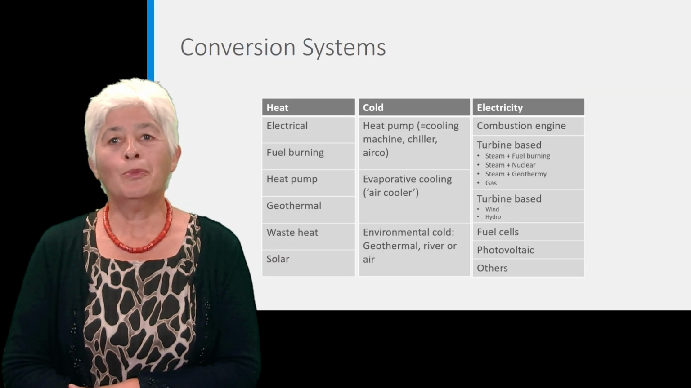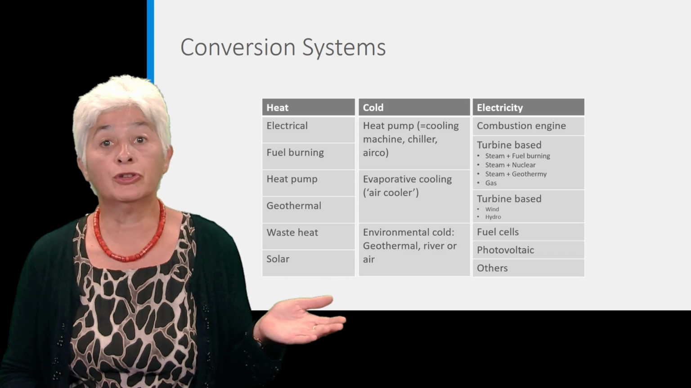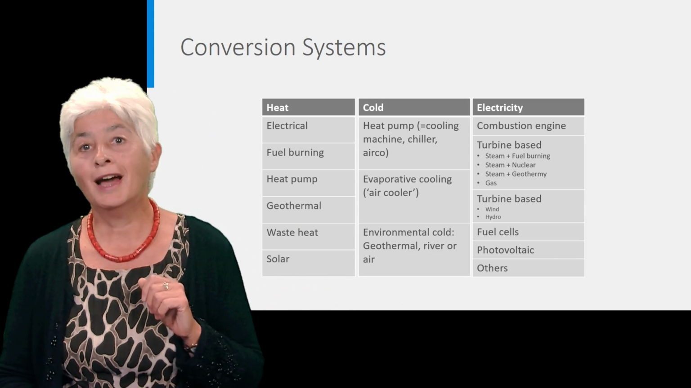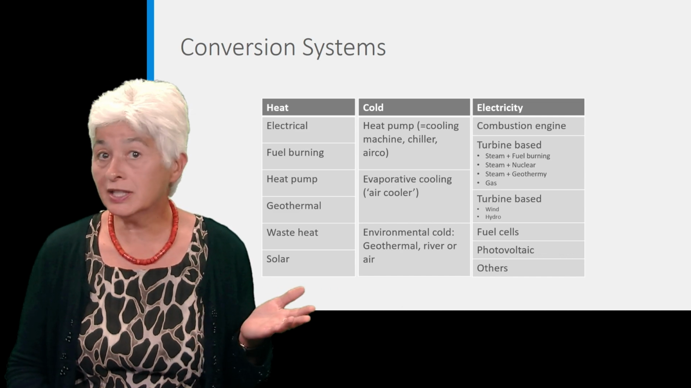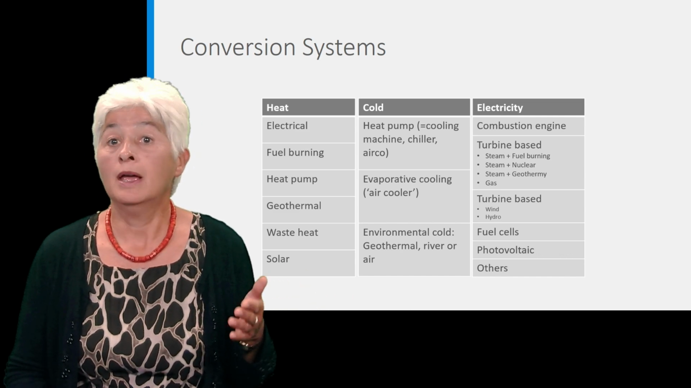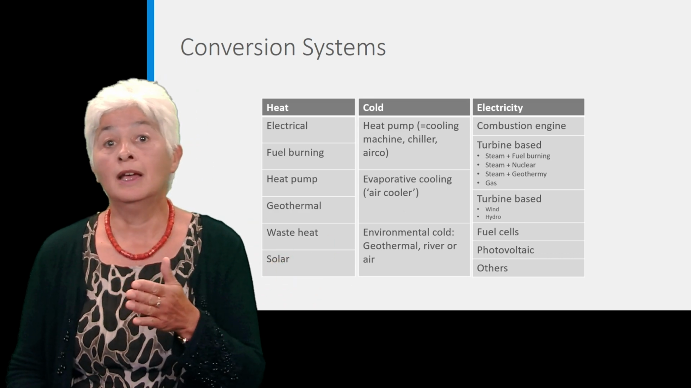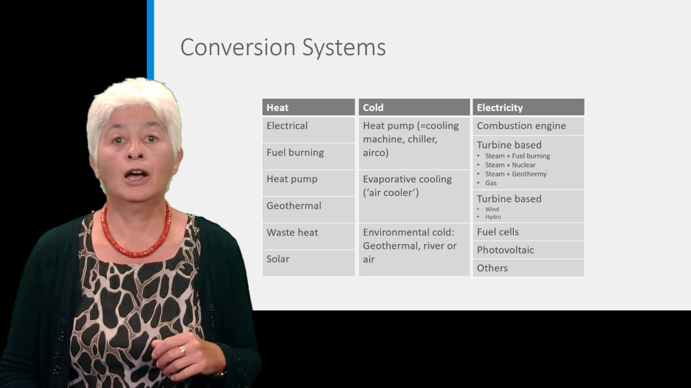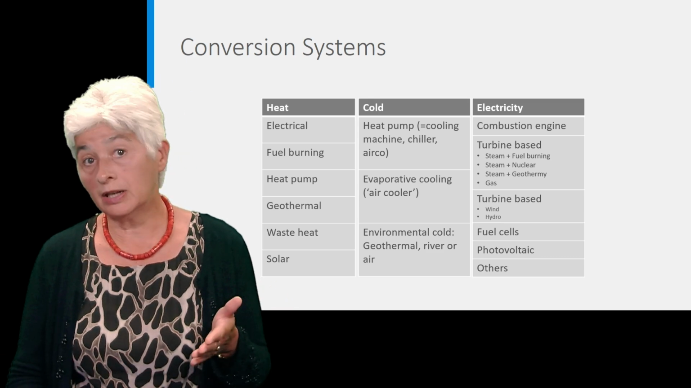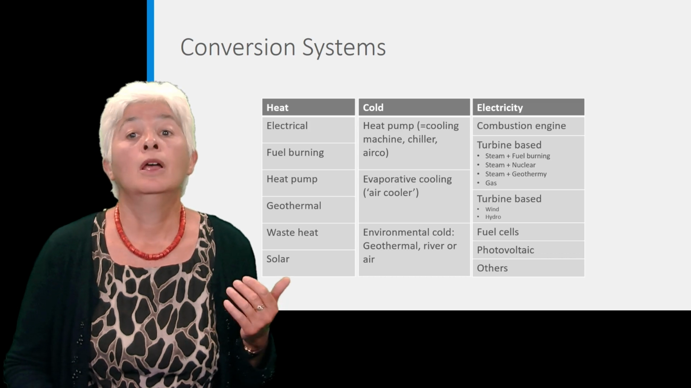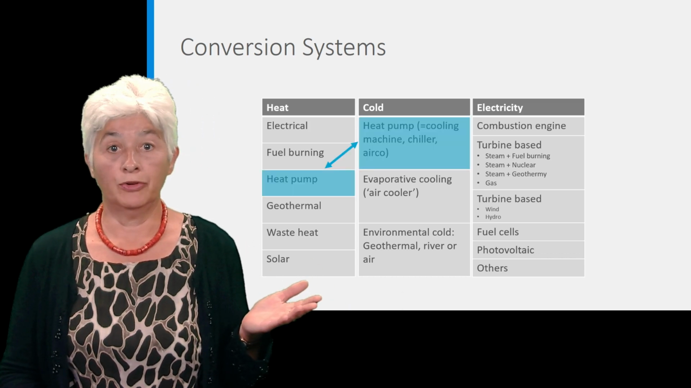To summarize, we have categorized heat, cold and electricity conversion systems into only a few categories. Happily enough, there are not hundreds of ways to produce them. We have seen that heat can be obtained from electricity, fuel burning, heat pumps, geothermal waste heat and solar heat. As for cold, it can be produced by cooling machines that are exactly the same as heat pumps, by evaporative cooling, and by using environmental cold.